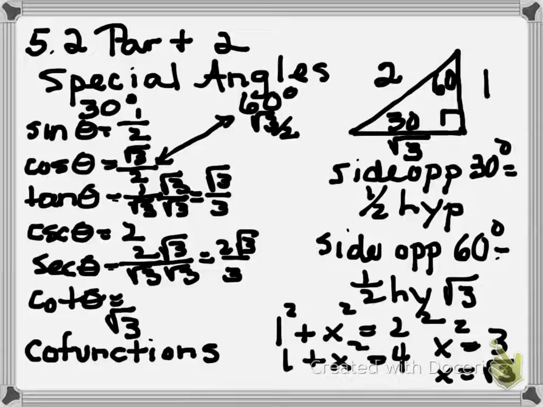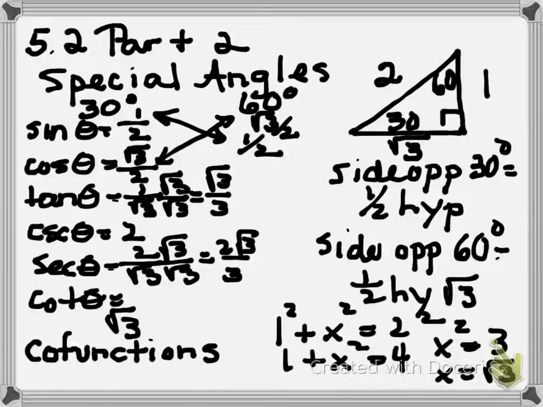The sine of 30, which is 1/2, is the same as the cosine of 60, because the cosine of 60 is adjacent. Adjacent to 60 is 1, over the hypotenuse is 2, so we're getting 1/2. So the sine of 30 and the cosine of 60 are equal.